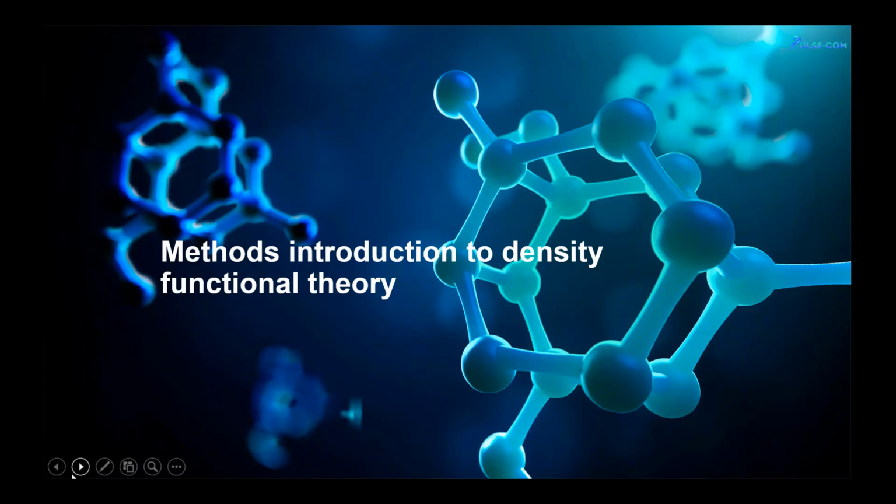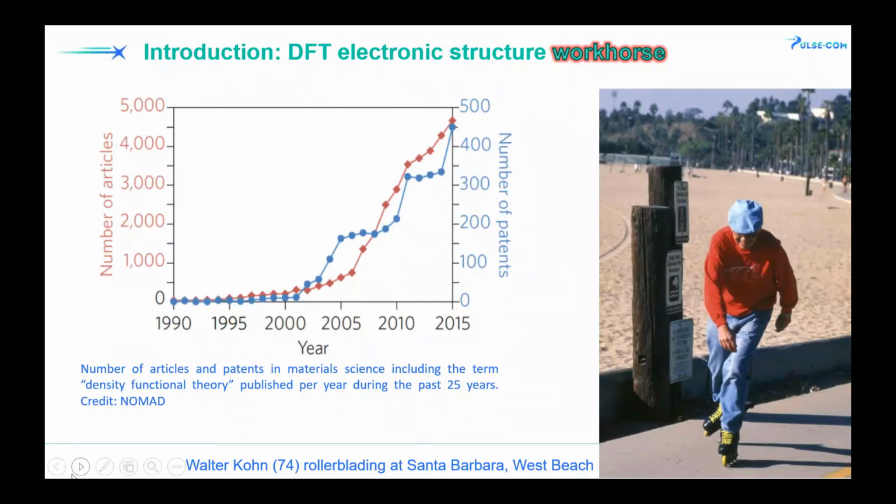First is the short methods introduction to density functional theory, which has been really the workhorse. I specifically highlighted this work because it's probably the most important method in materials calculations that has been devised ever. Here are the number of citations of articles referencing density functional theory in the text, and the number of patents on the other axis. Unfortunately, the data only goes to 2015. It would probably be even higher today.